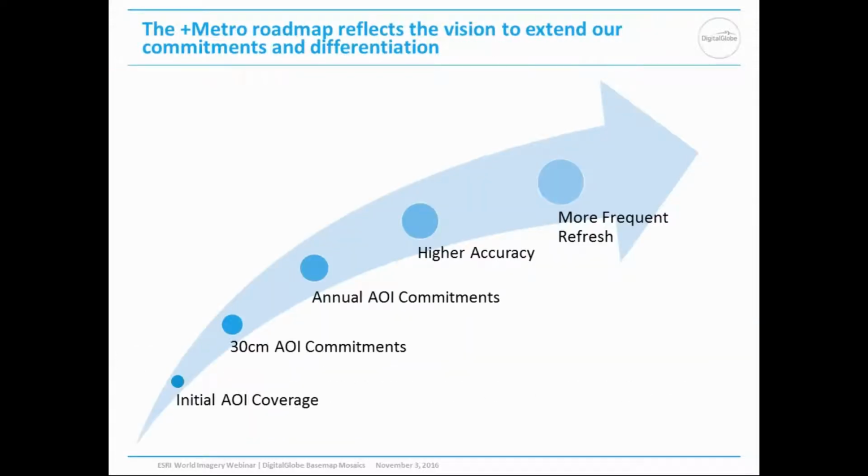Our roadmap for the Basemap Plus Metro product reflects the vision to extend our commitments and differentiation. As we continue to build out the initial AOI coverage, we're updating areas to maintain currency. To better meet the needs of our users, we're looking at areas for committed coverage at 30 centimeter resolution and expanding our commitment for annual refresh. As with Plus Vivid, we plan to increase the overall accuracy of the Plus Metro mosaics, with the vision for the Metro product to improve the mosaic currency with more frequent updates, specifically in areas with high rate of growth and change.